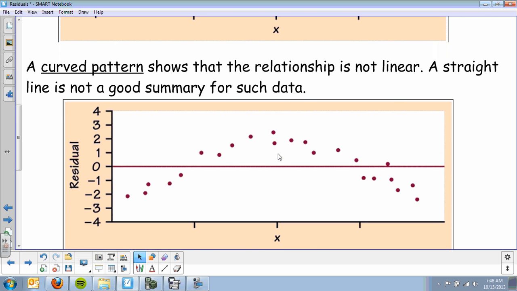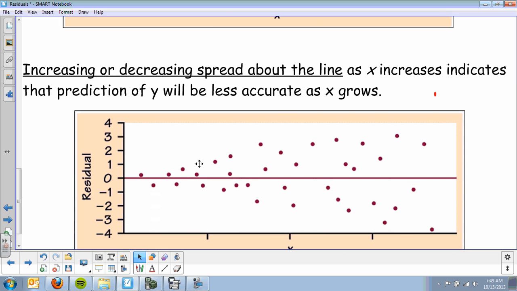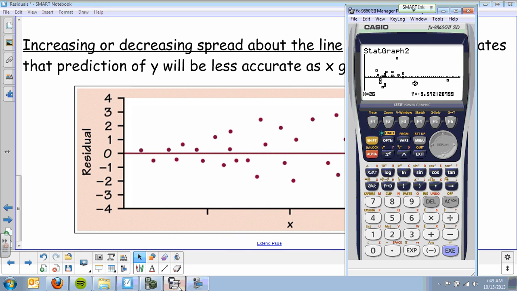Here's an example of a bad fit. If the residual plot shows a curved pattern, then that's a bad fit for the data. A least squares regression line would not adequately predict the values in this data set. Another example would be if the data points are more spread out. If they increasingly spread out, then this line does not accurately predict this model. It's not a linear model. We'll talk more in class. Hope you enjoyed the lesson.